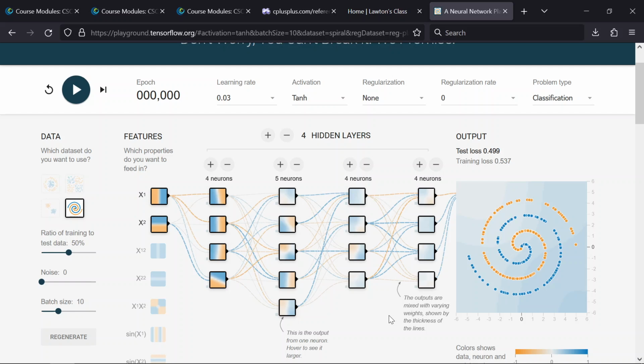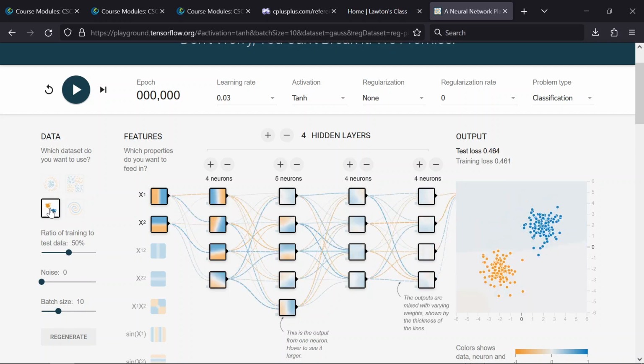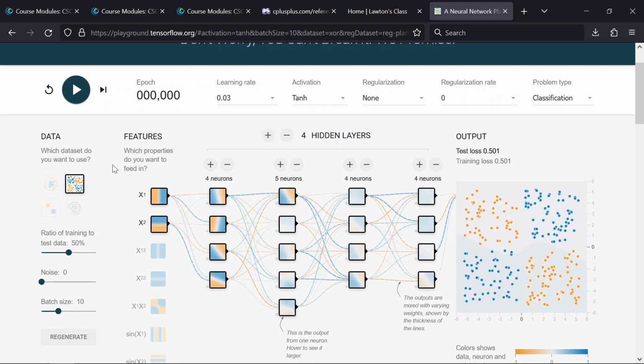I'll give you a couple minutes and then I'll show you the secrets. The swirl is the hardest one. And this one's not too hard. This one's okay. This one's like you got to learn a checkerboard pattern, kind of.